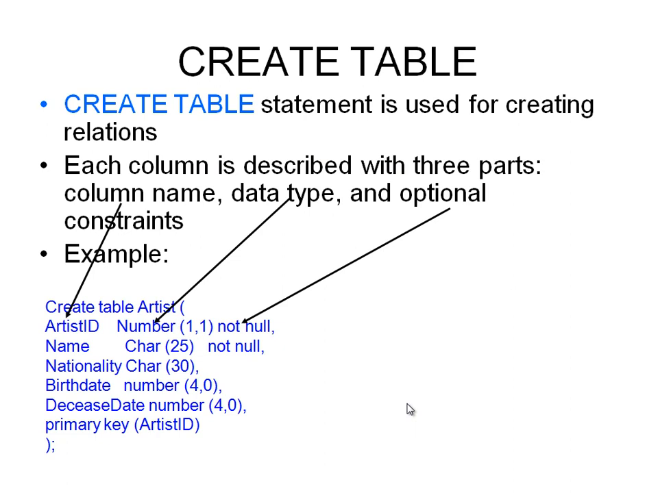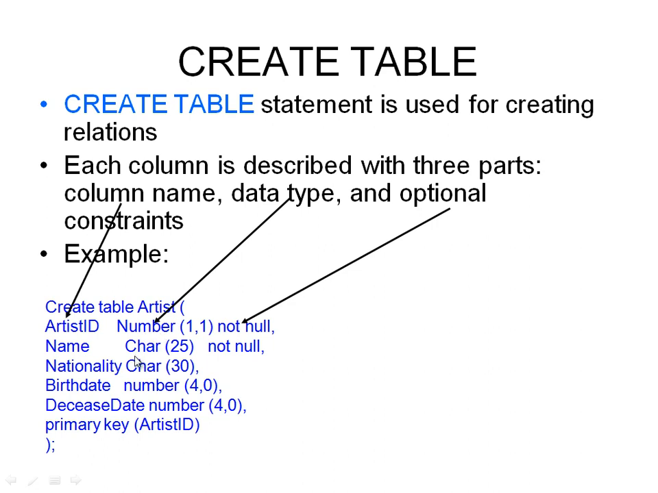To create that table, we'll use the create table statement to actually establish the structure of that table. So we will call that table artist, and it will be create table artist. As you can see on this side, we have the column names: artist ID, name, nationality, birth date, deceased date. After that, we have to identify the data type.